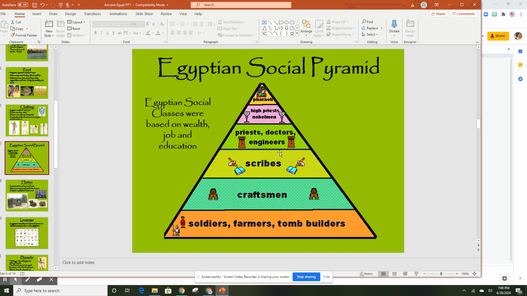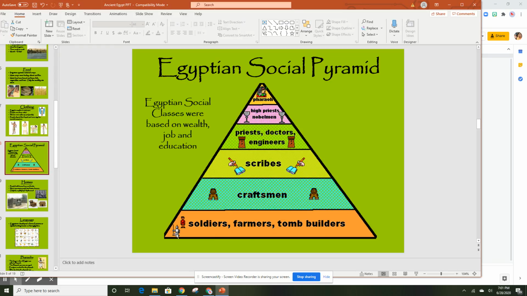Scribes, much like in Mesopotamia, were very important to ancient Egypt as well because a written language was invented, and there were only certain people that could read and write. And if you could read and write, you may become a scribe. Craftsmen would have been under that. And at the bottom of the social pyramid, it would have been soldiers, farmers, and tomb builders.